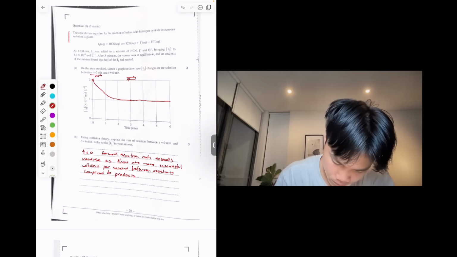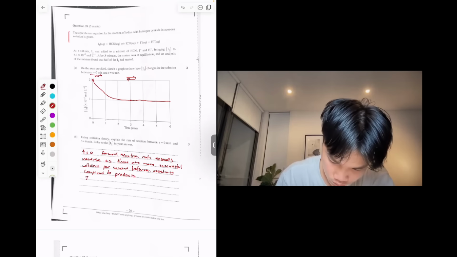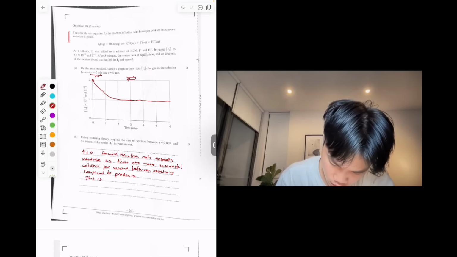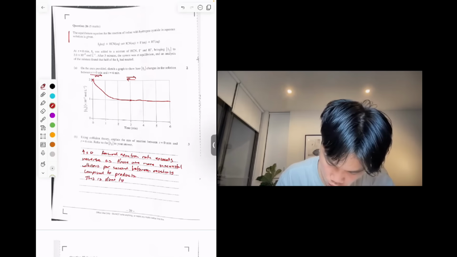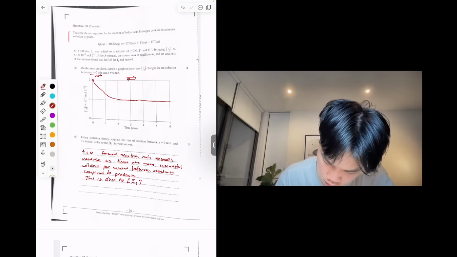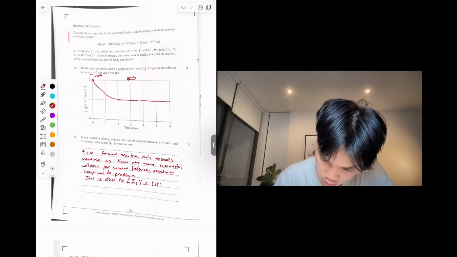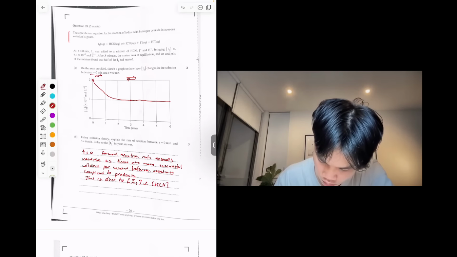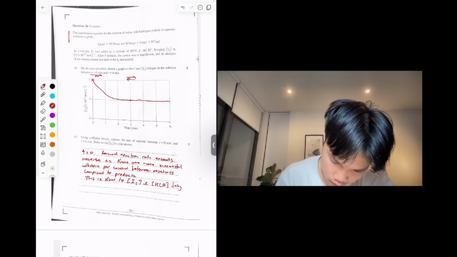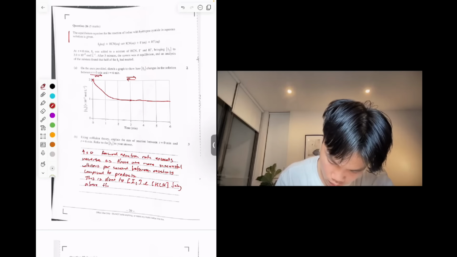And you could say this is due to concentration of I2 and concentration of HCN being above the equilibrium concentrations.